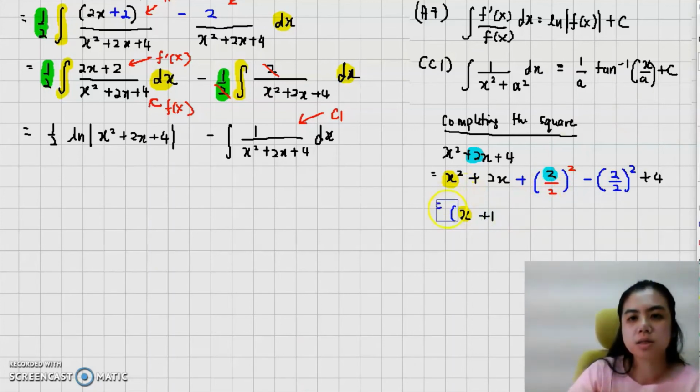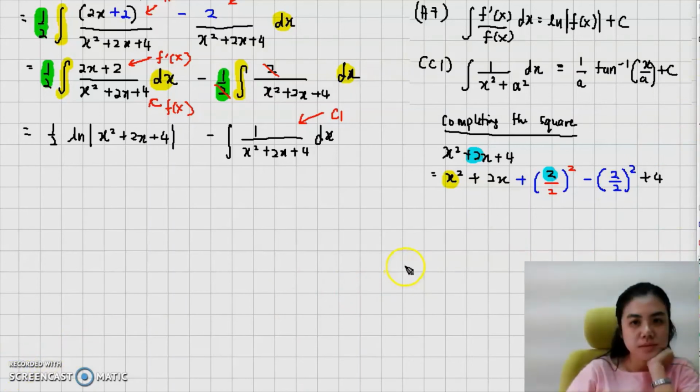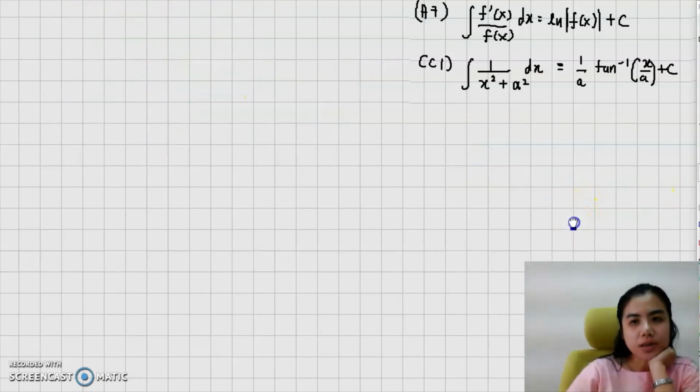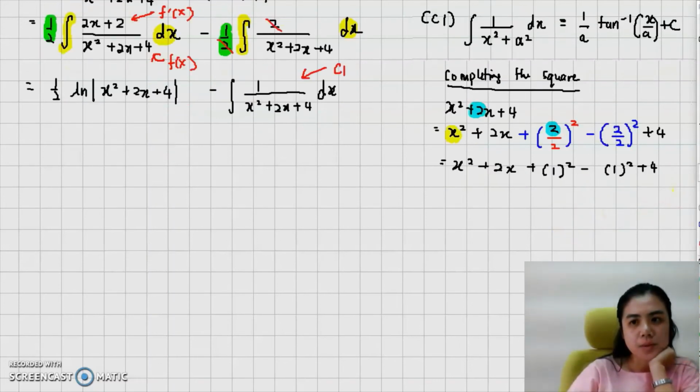Let me write another line so that it's more clear. It could be 2 over 2 is 1. Alright, we're going to apply the same concept. The first three items, you're going to simplify it. So this can be simplified as x.